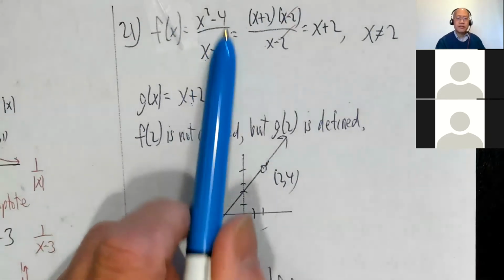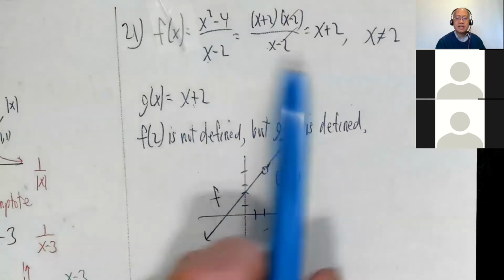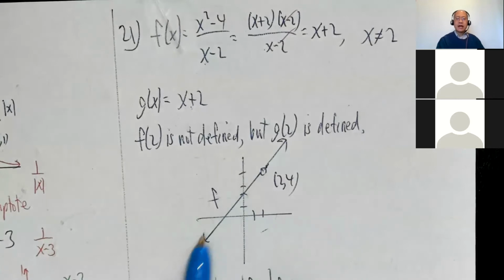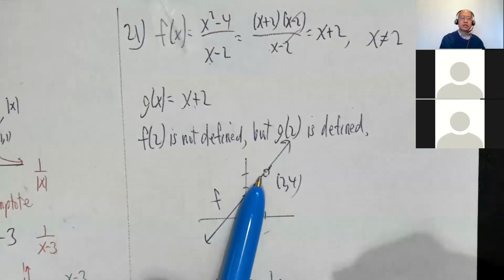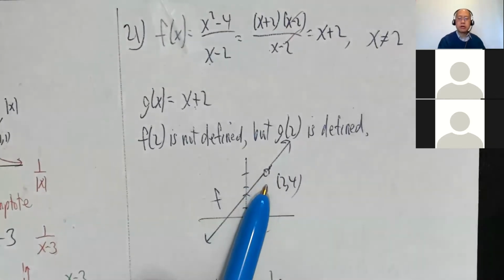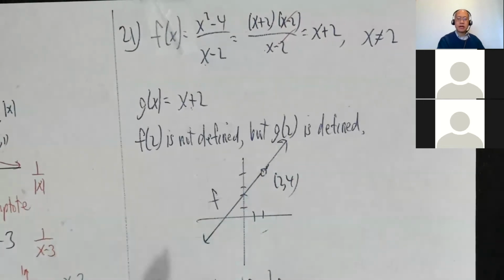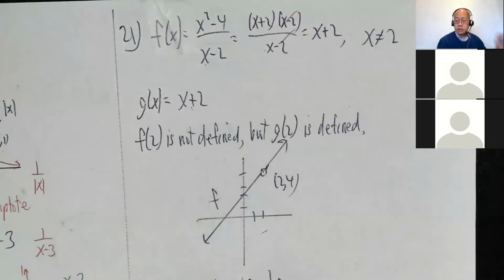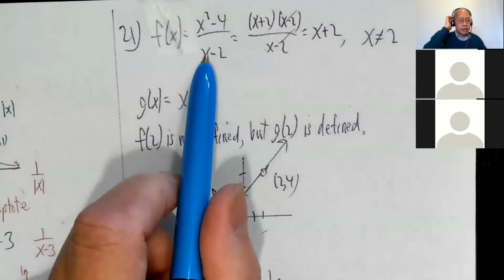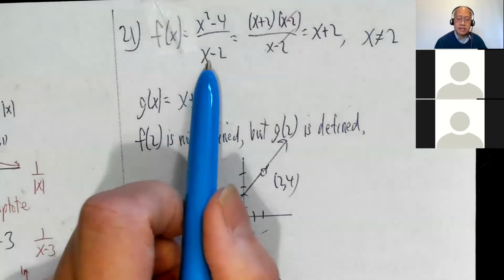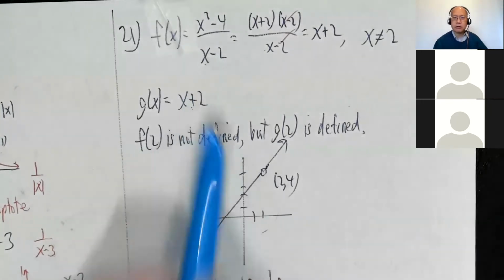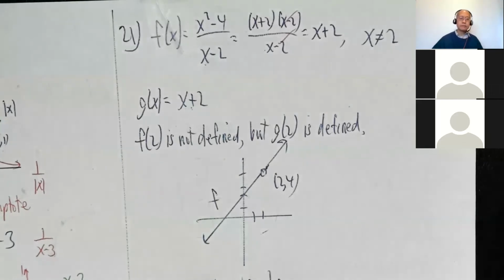What is the graph of this? Well, this looks exactly like this, except at x equals 2. So take the line y equals x plus 2, and it's like you punch a hole at 2, 4, and that's what the graph looks like. So it's a straight line, and there's a hole at 2, 4. That's officially the graph of x squared minus 4 divided by x minus 2. Because x equals 2 is not allowed here, but x equals 2 is allowed over here.